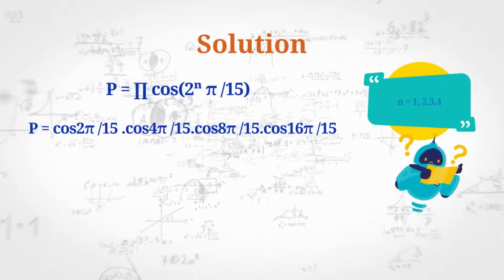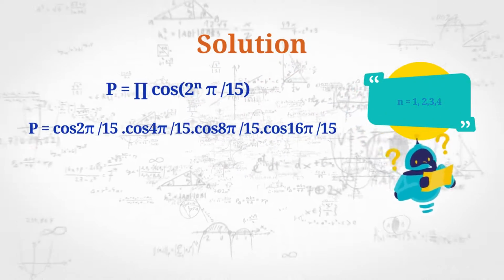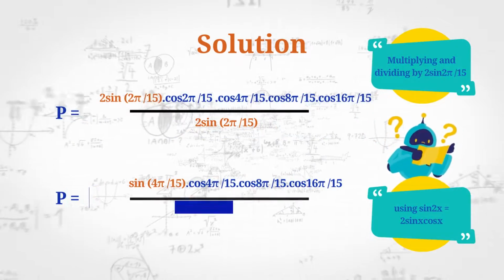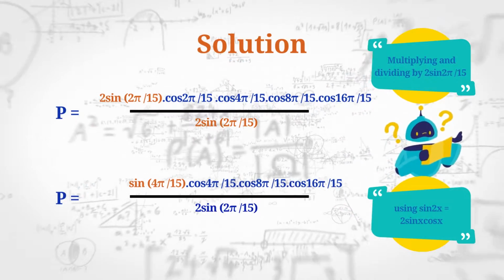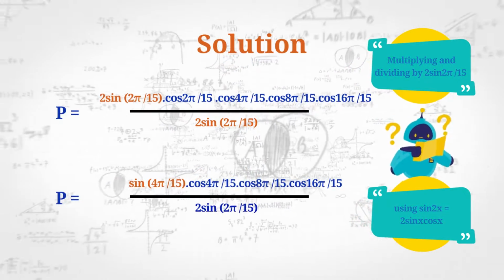We expand P by plugging in the values of n from 1 to 4. We multiply and divide by 2 sin 2 pi over 15, and why we are doing it, so we can use the formula sin 2x to simplify.